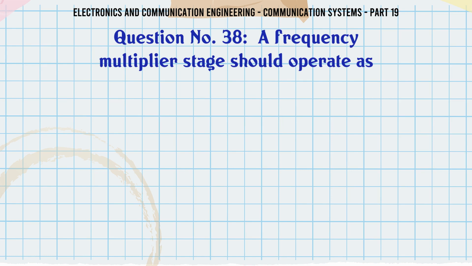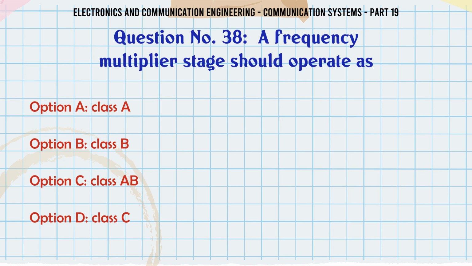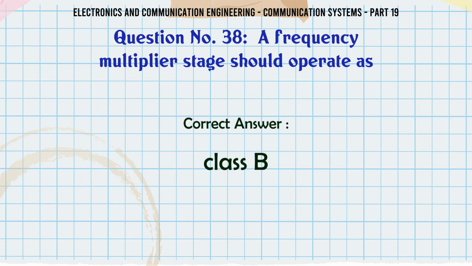A frequency multiplier stage should operate as A. class A, B. class B, C. class AB, D. class C. The correct answer is class B.